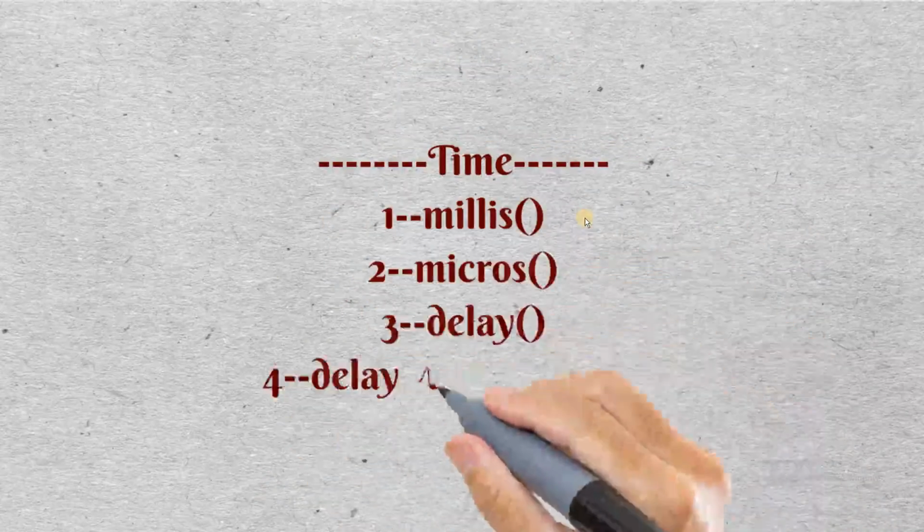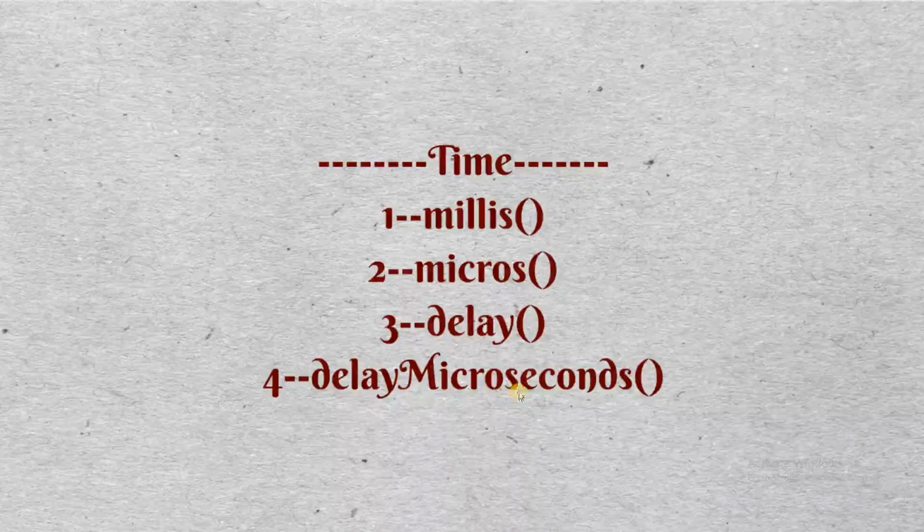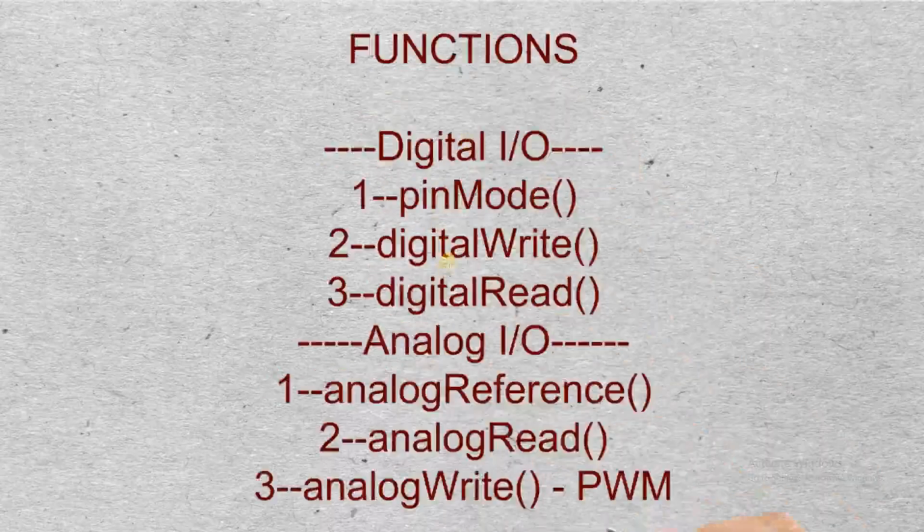And we also have some commands or functions that are related to time, like millis, micros, and delay microseconds. For now, we'll be using delay. So that means out of all the functions that I've shown us, we'll be using three of them: pin mode, digital write, and delay.